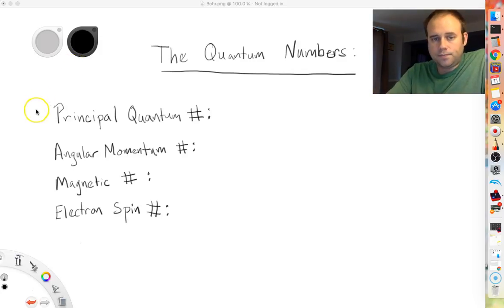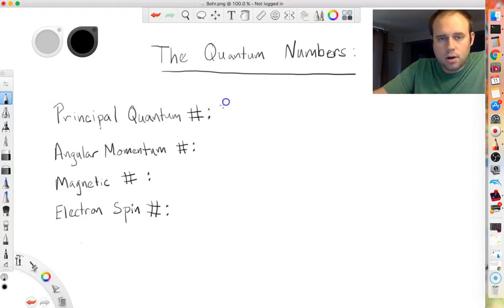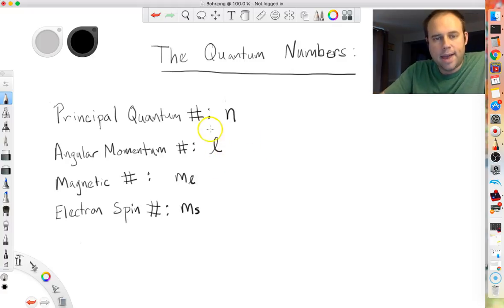So, the principal quantum number can be represented by the letter n. The angular momentum quantum number is represented by a lowercase l. The magnetic quantum number is represented by m sub l. And the electron spin is represented by m sub s. Both of these really have to do with magnetics. Electrons have opposite spins and they behave as their own little tiny magnets.